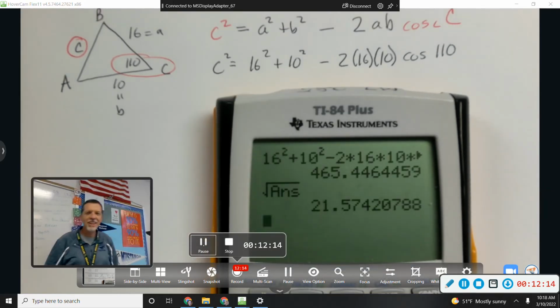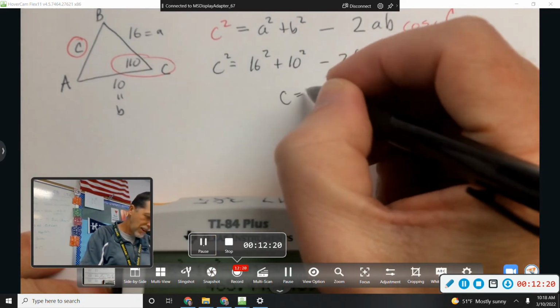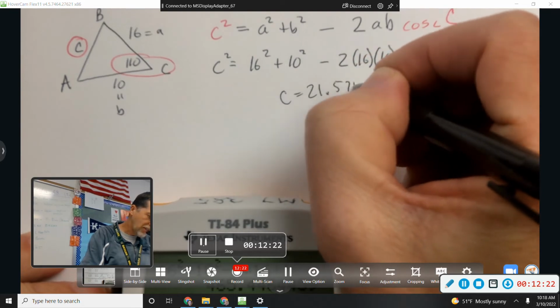So you type it all in. Don't forget to square root your answer. C equals 21.574.